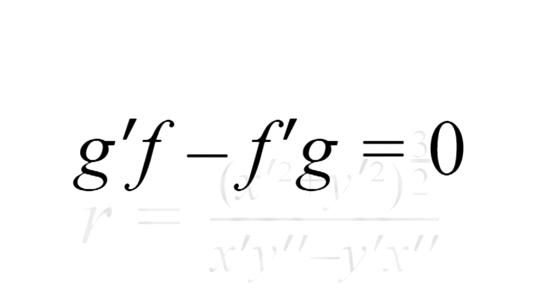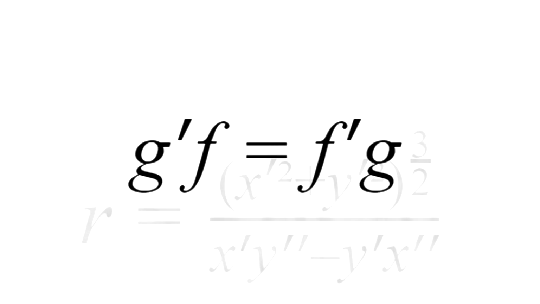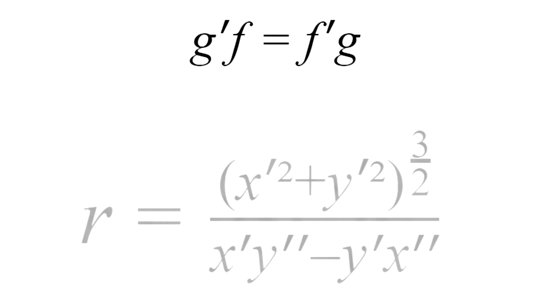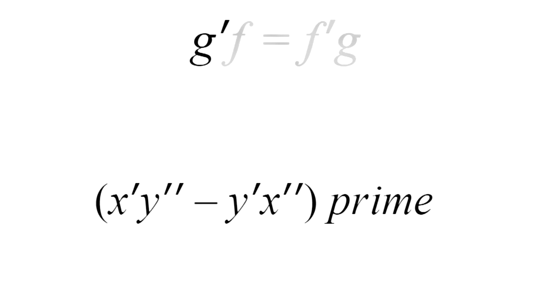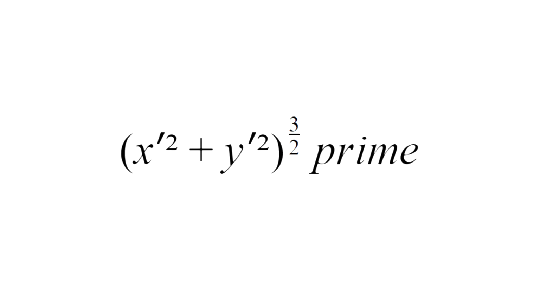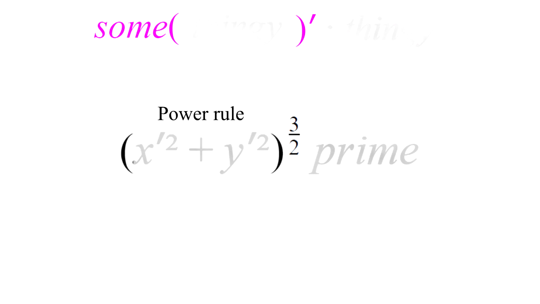And for a slight readjustment, let's move f prime g to the right and make it positive, leaving us with g prime f equals f prime g. After that, we then take care of the primes by evaluating the derivative of the numerator and then the denominator consecutively. For the numerator, we use chain rule by first differentiating this expression with the power rule.